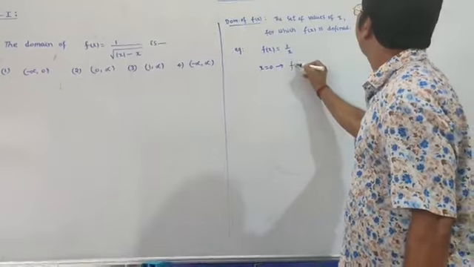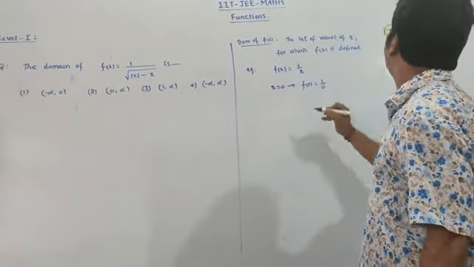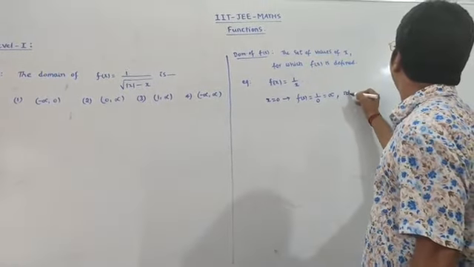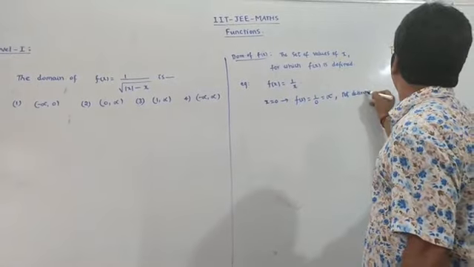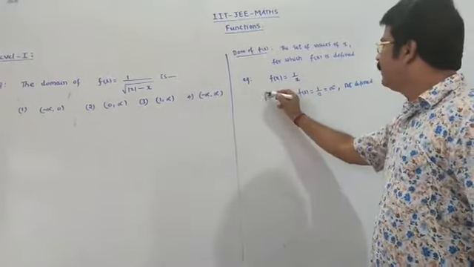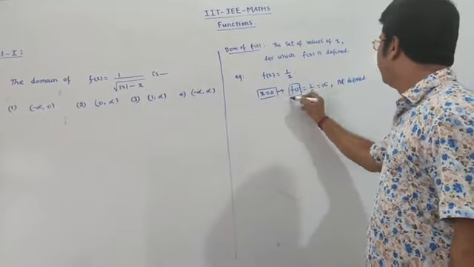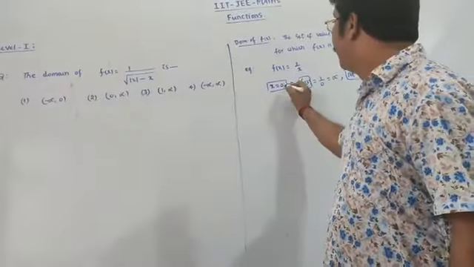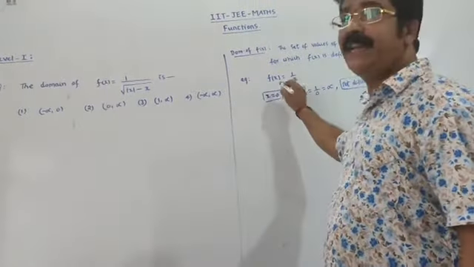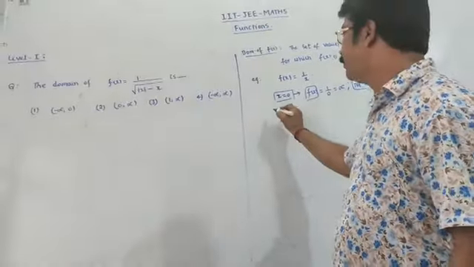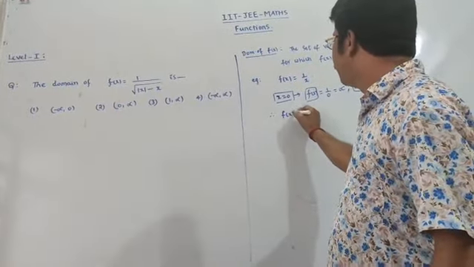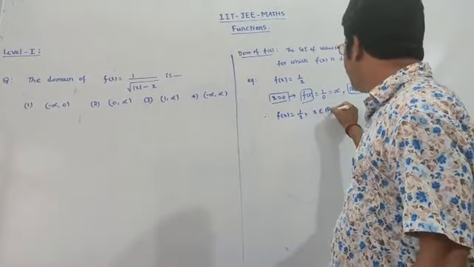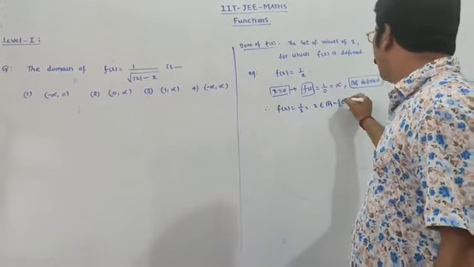For example, if x equal to 0, then f of x becomes 1 by 0. 1 by 0 means infinity. Infinity means not defined. For x equal to 0, f of x is not defined. It is defined for any real number except 0. So therefore f of x is equal to 1 by x, where x is any real number except 0.